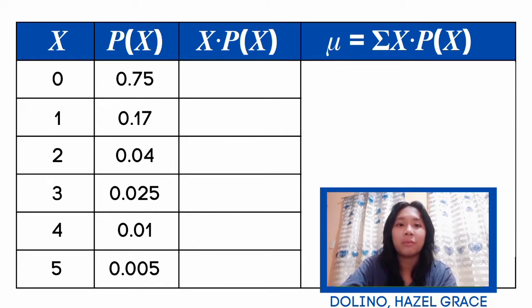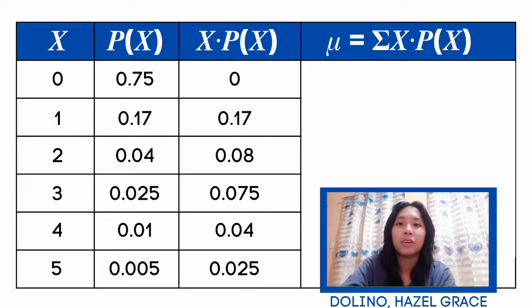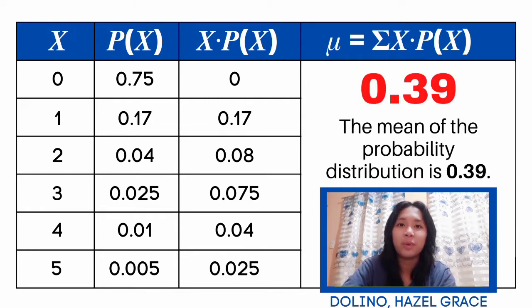Taking steps on finding the mean, we have to multiply both the probability and the values of our random variable. So we have here the lineup of our numbers. And then we add up these products of x times p of x, and we have here 0.39. In other words, the mean of the probability distribution is 0.39.